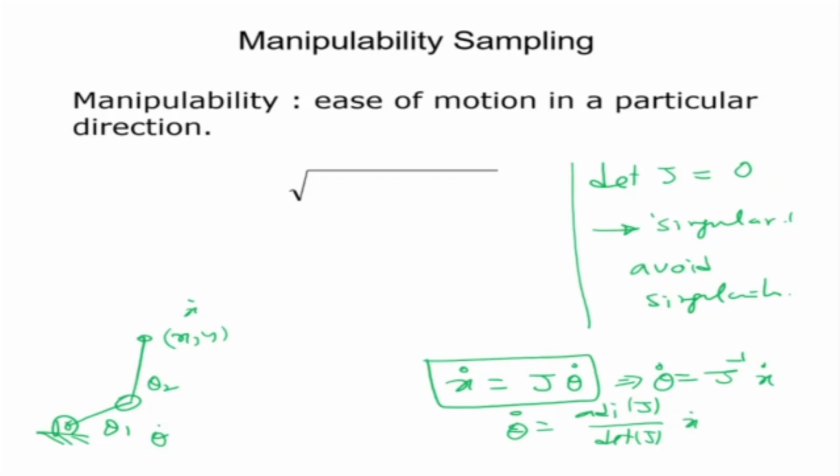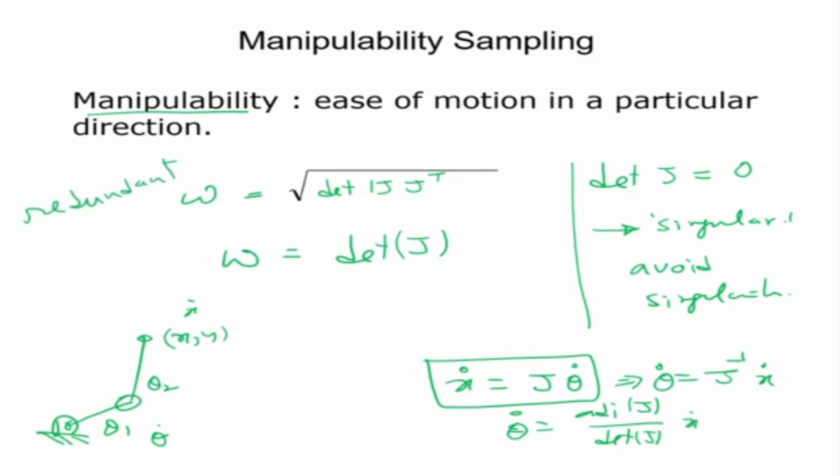To avoid that, we use a measure called the manipulation ability measure, which is defined as w equal to the square root of determinant of J into J transpose for redundant systems, and w equal to simply determinant of J for non-redundant systems.